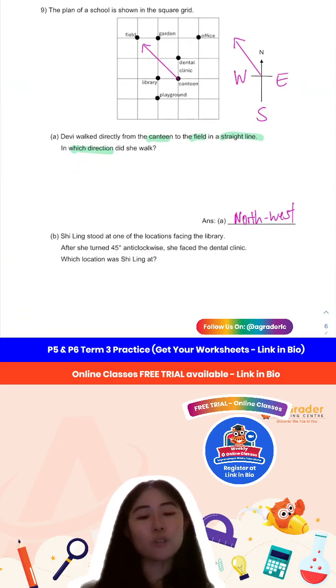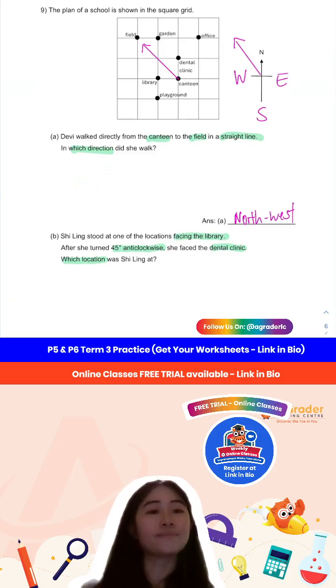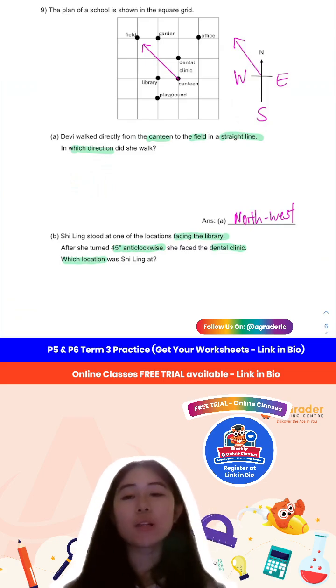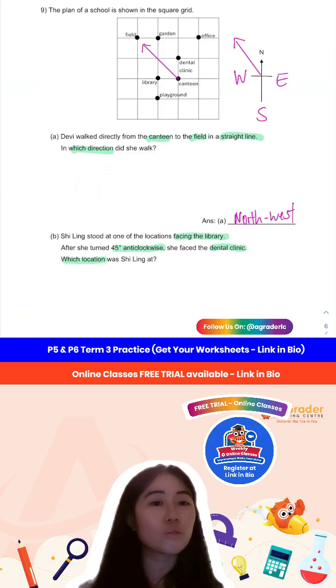Okay, so then you can try the next one. The next one says that Shiling stood at one of the locations facing the library. After she turned 45 degrees anti-clockwise, she faced the dental clinic. Where was she standing at? Okay, so let me know your answers for that.